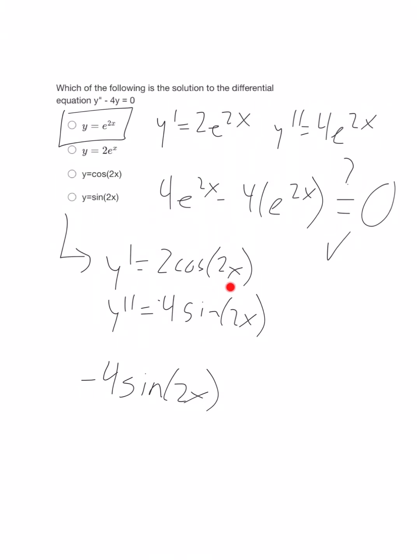Right, just plugging in my y double prime to this differential equation, minus 4 times the original y, which I'm using the original y of sine of 2x. And I want to know, does that make the differential equation true? And in this case, does that make it equal to 0? Well, this time the negatives don't cancel each other out, and so I would actually just get negative 8 sine of 2x. So no. That's not the solution.